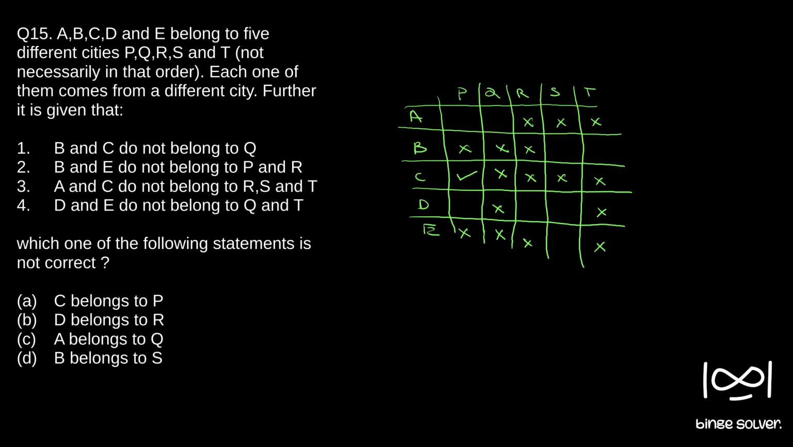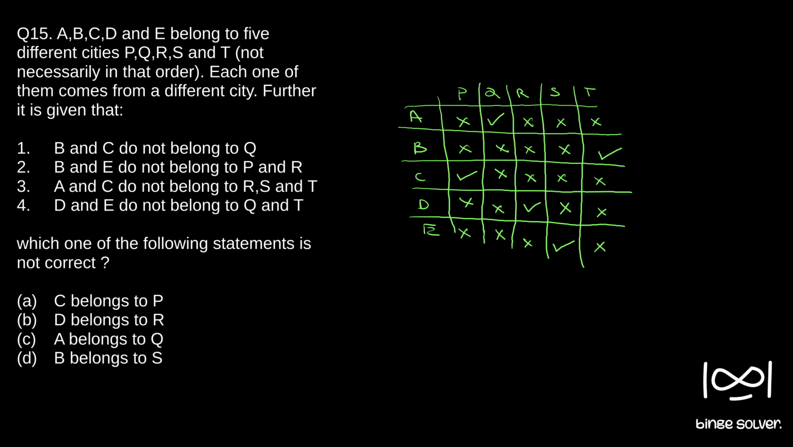So we can say C belongs to P. Similarly, E has only S left, so E belongs to S. Since C belongs to P, no other person can come from P, since each one of them comes from a different city, so we can mark a cross for the rest of the elements in P. Similarly, since E belongs to S, no other person can come from S, so we can mark a cross for S. So now the only options left are: D belongs to R, A belongs to Q, and B belongs to T. So we got the complete information.